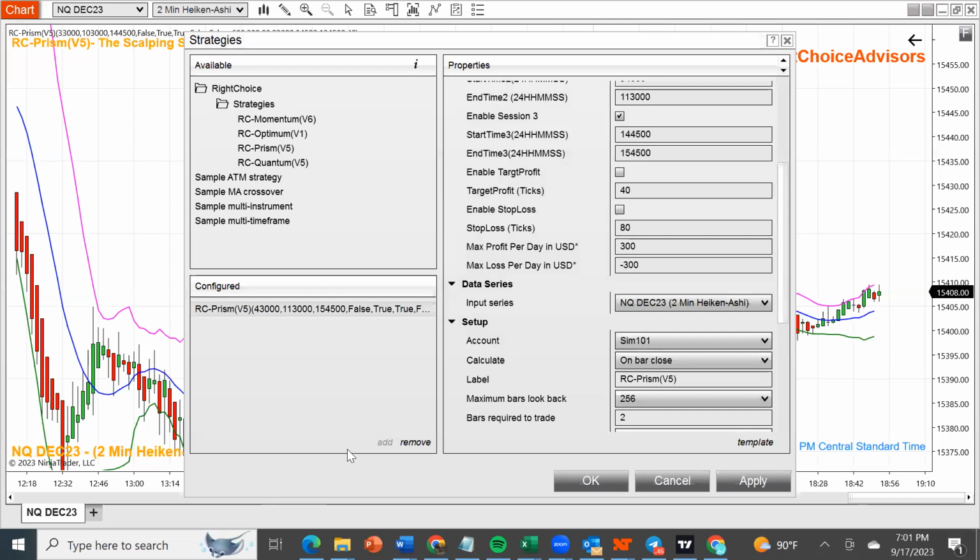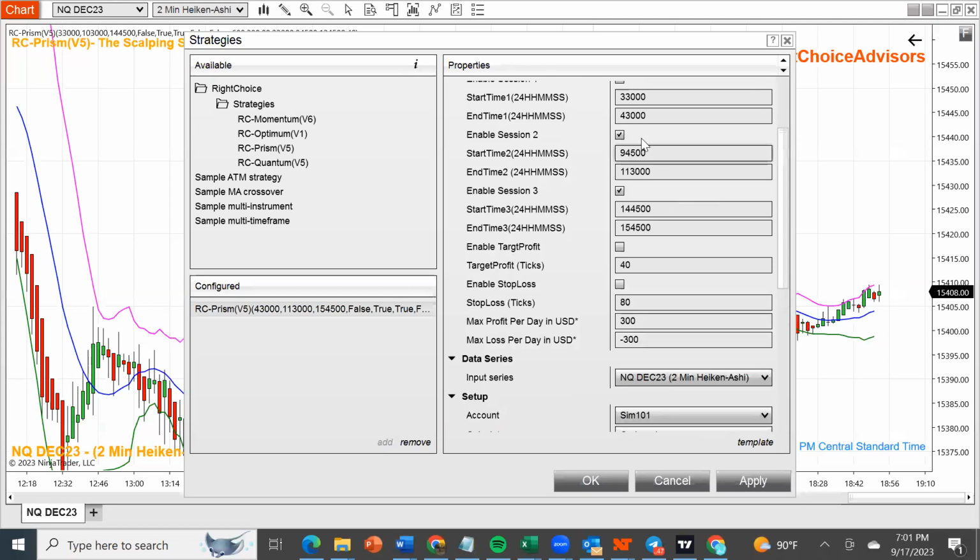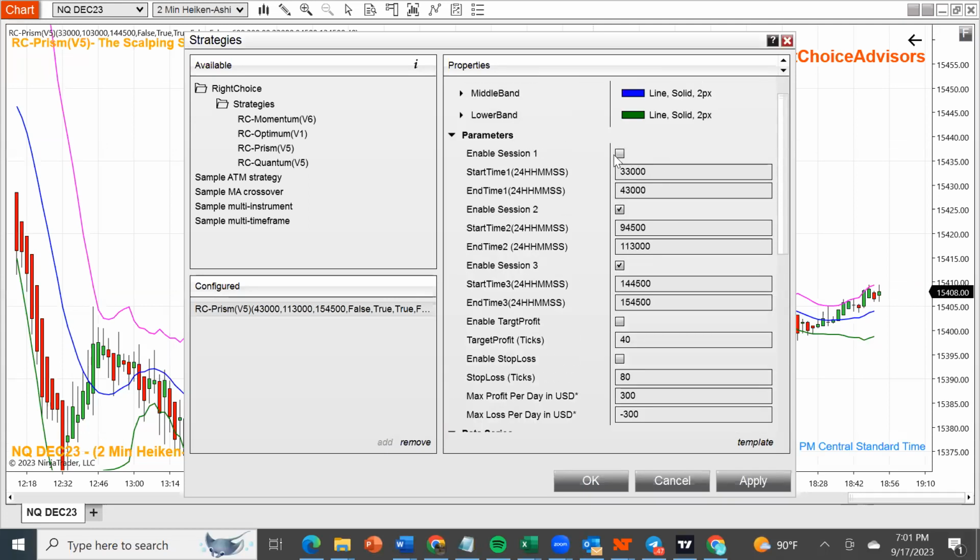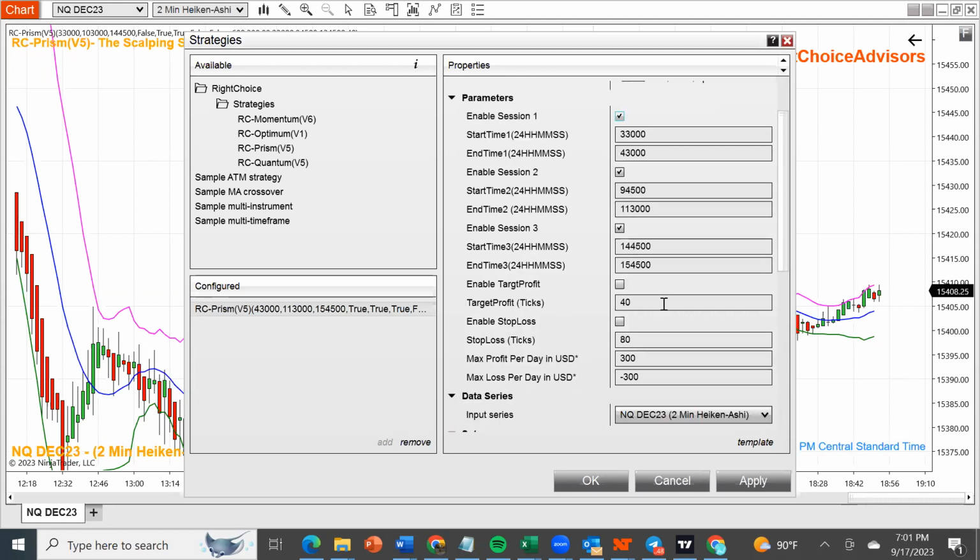If the session gets over and the max profit or loss is not hit, again, for example, I enabled these 3 sessions. In this session, it made only $100 profit, but our target is 300. So it will again start at 9:45 and it will continue to run.